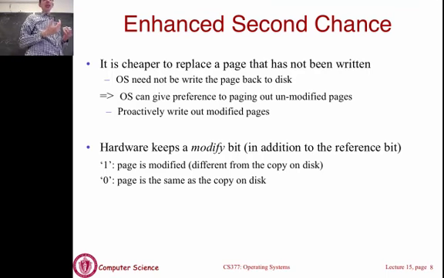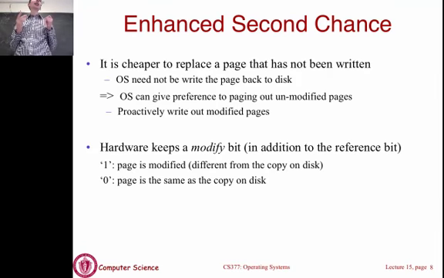So the first main idea here is that we want to prefer to page out unmodified pages. Because in the simple example where we talked about the regular clock, we didn't really have any information on whether a page was modified or not. But that is actually useful information, because paging out an unmodified page is much cheaper.